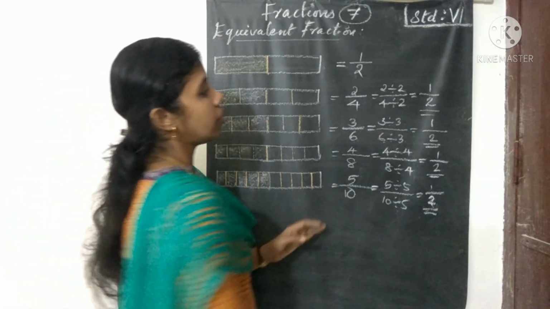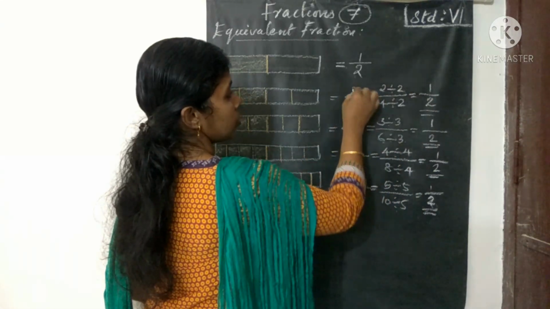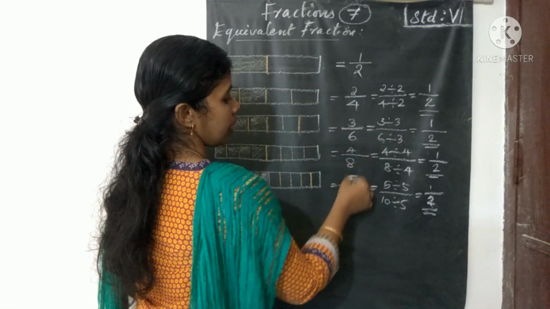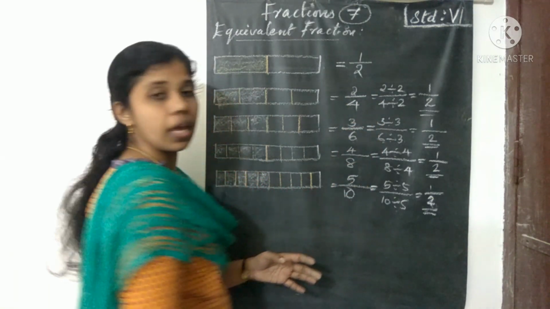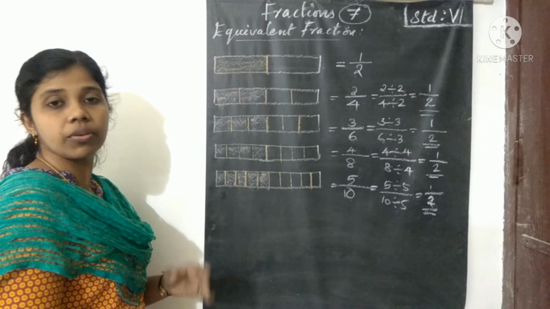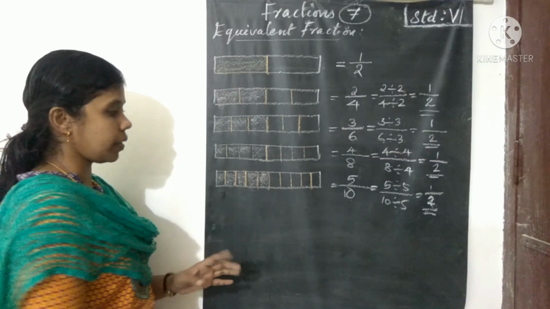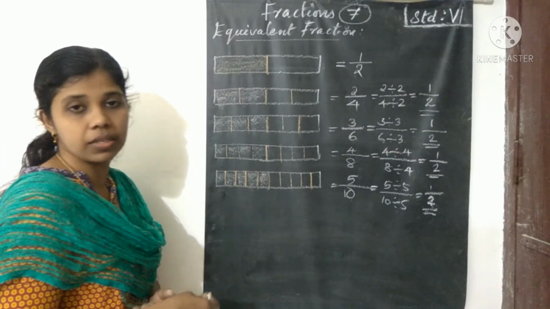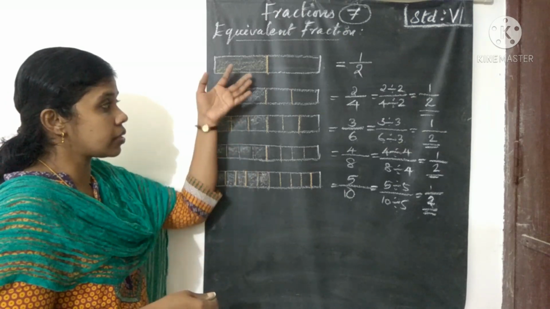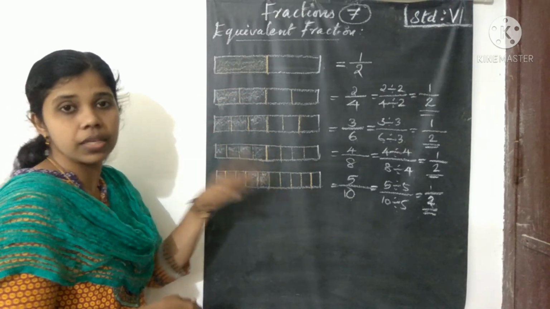So 1 by 2, 2 by 4, 3 by 6, 4 by 8, 5 by 10, etc. are the equivalent fractions of 1 by 2. How can we find equivalent fractions? Here we draw some pictures and write.